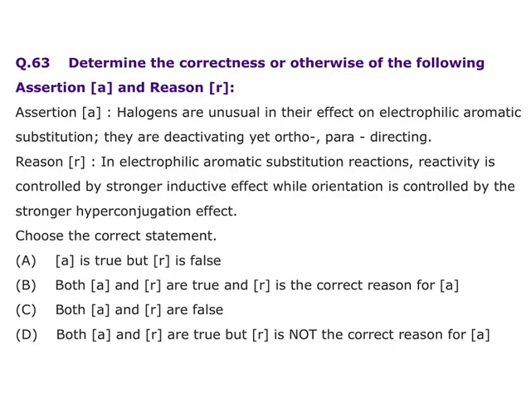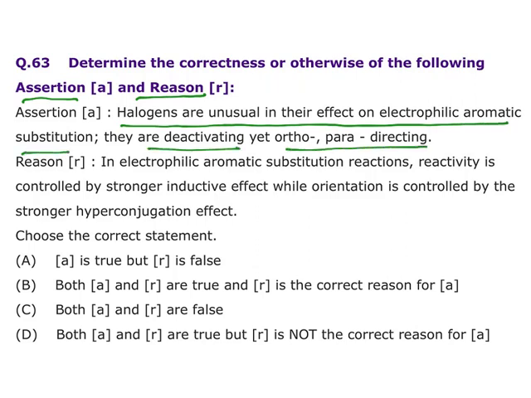Now, determine the correctness or otherwise of the following assertion and reason questions. These are interesting ones. Look at this. Halogens are unusual in their effect on electrophilic aromatic substitution. They are deactivating yet ortho-para directing. See, on the benzene ring, electrophilic aromatic substitution will take place.